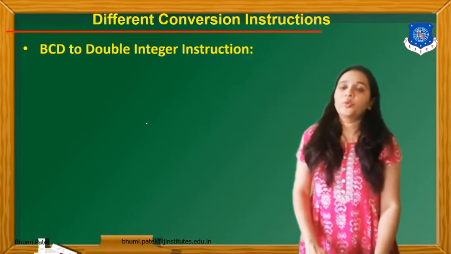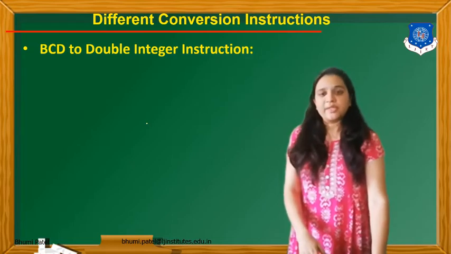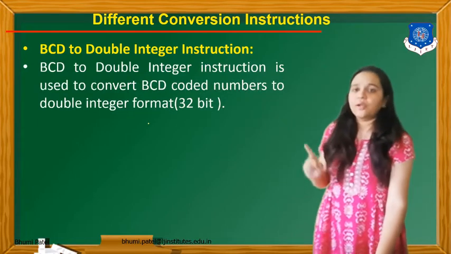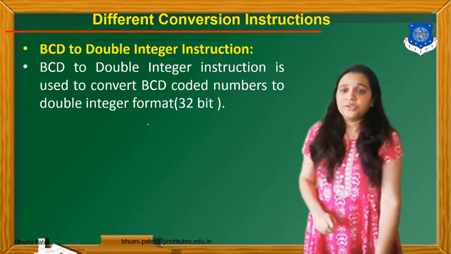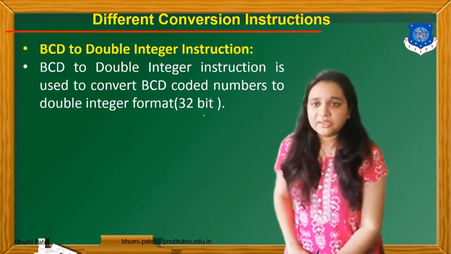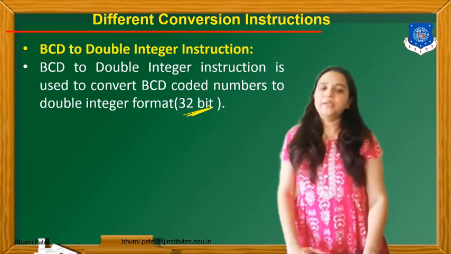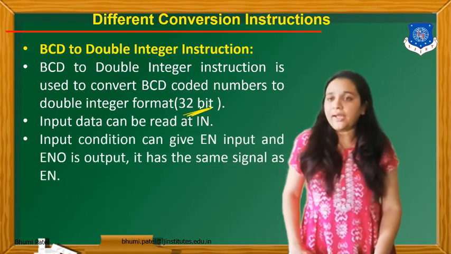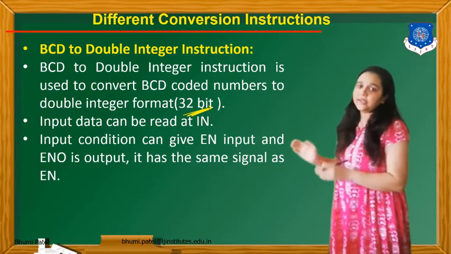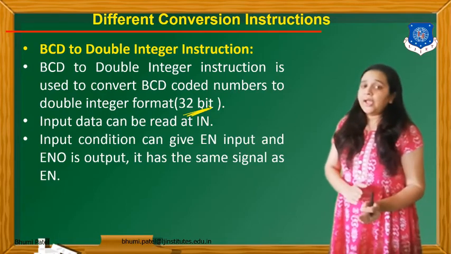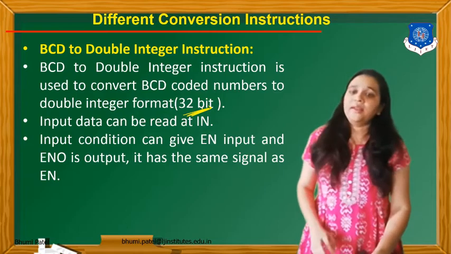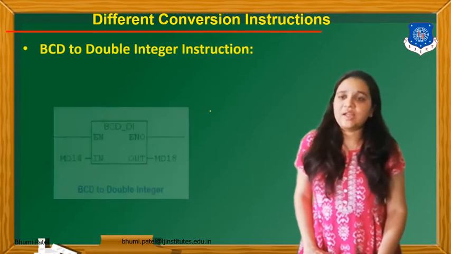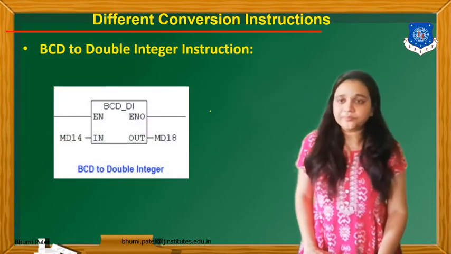Next is the BCD to double integer instruction. The same formula is there. The BCD to double integer instruction is used to convert a BCD coded number to the double integer format. But the difference is that here 32 bits are used. Input data can be read at the input pin, the input condition gives the enable input, and ENO is the output and it has the same signal as the enable signal. So the main difference is that we can get 32-bit data.